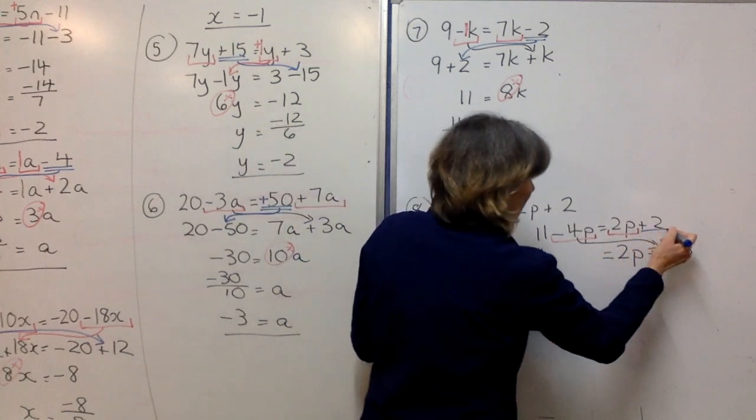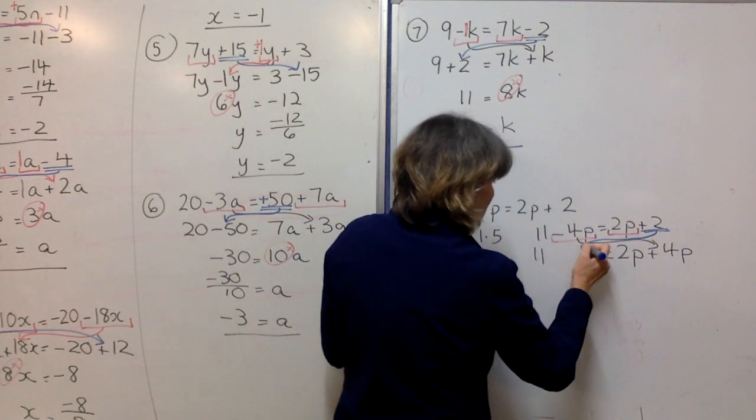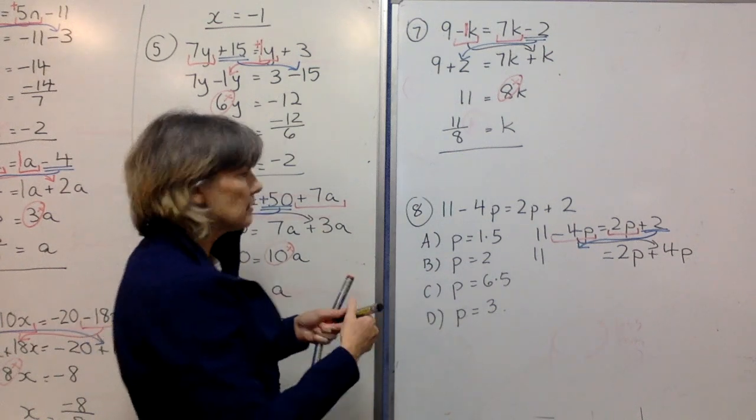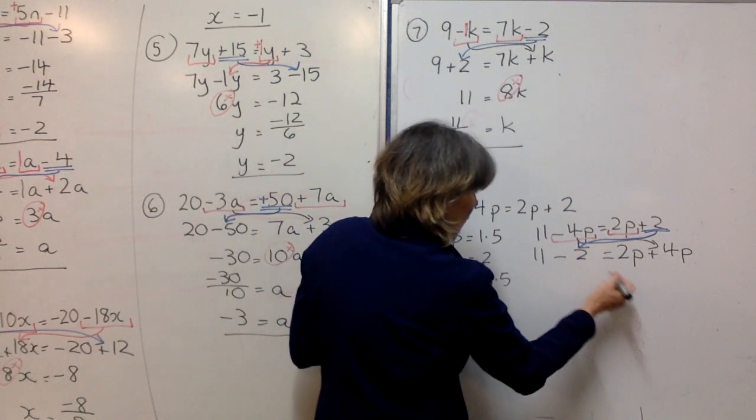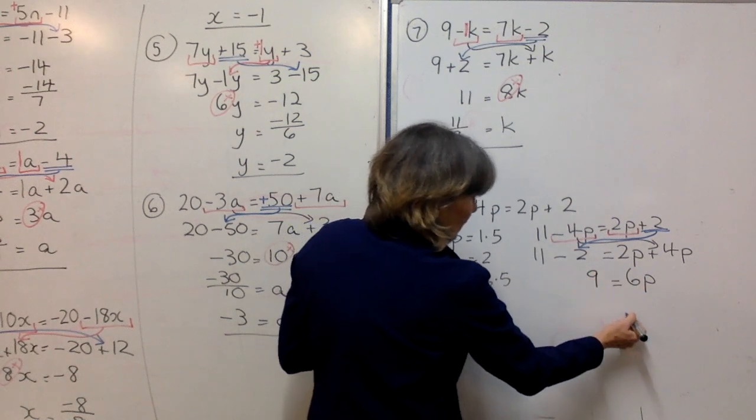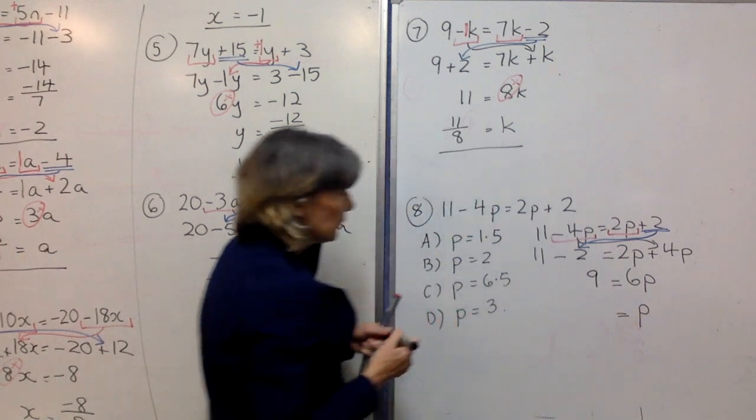Move the plus 2 over so it can join the other number. Change sides, change your sign. So it's a minus 2. All right, collecting, we have a 6p on the right and a 9 on the left. Keep your p on the right-hand side.